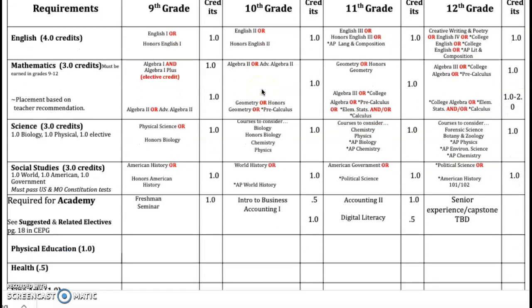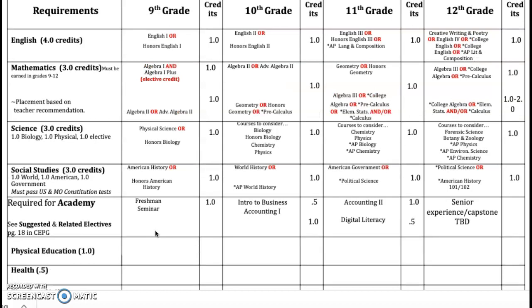So you'll see in 9th grade, we've listed all the possible classes that you could take, or you should have to take. So there's English 1 or Honors English. There's Algebra 1 or Algebra Plus. So it goes through all the list of the classes that you have to take.